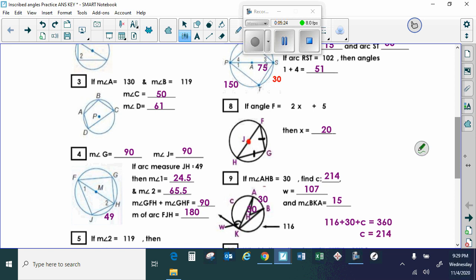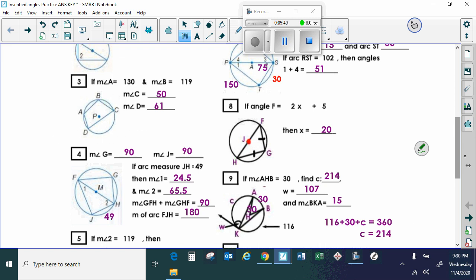Measure of angle A is 130. Well, then we know C has to be 50. So inscribed quadrilateral, opposite angles supplementary. And measure of angle B is 119. 119 from 180 is 61. There you go. Nice and easy again.